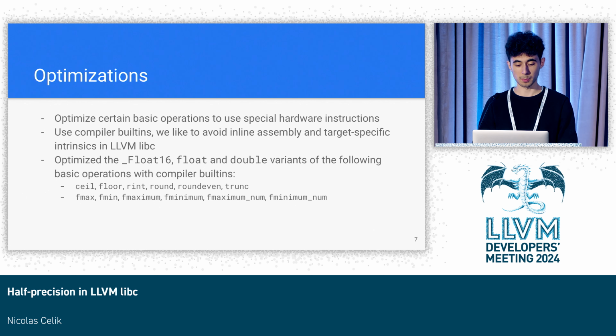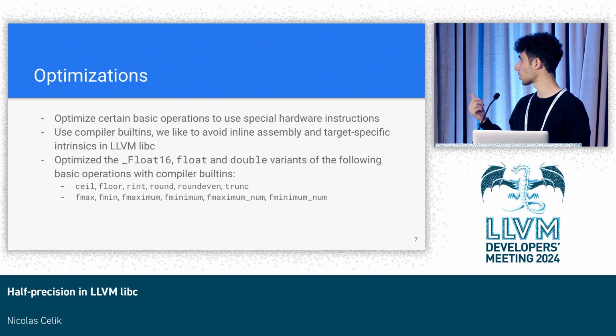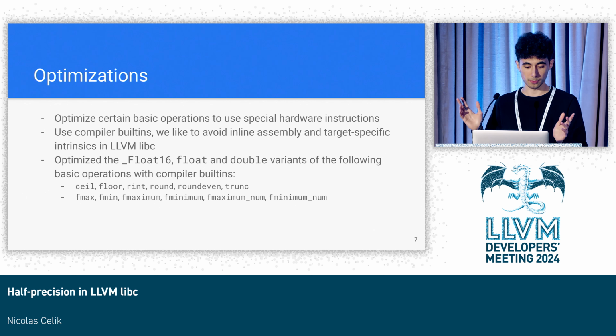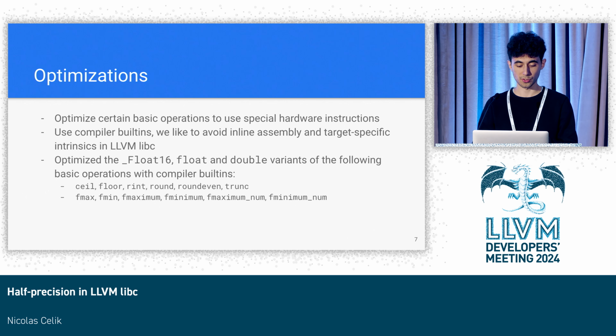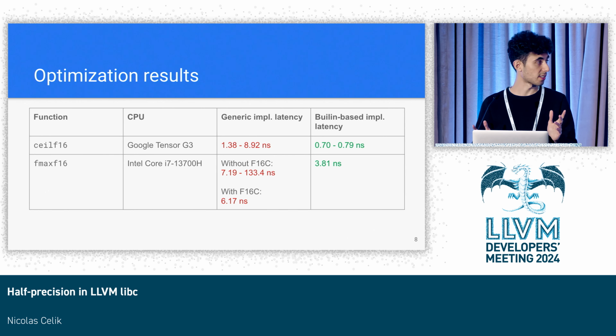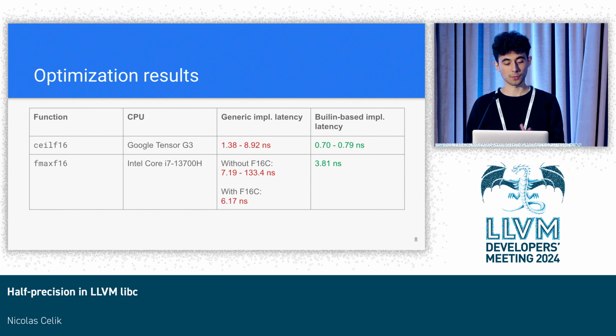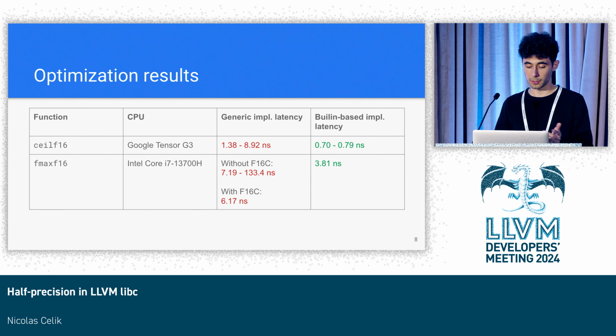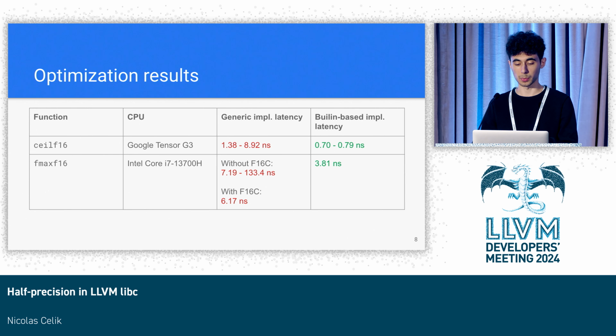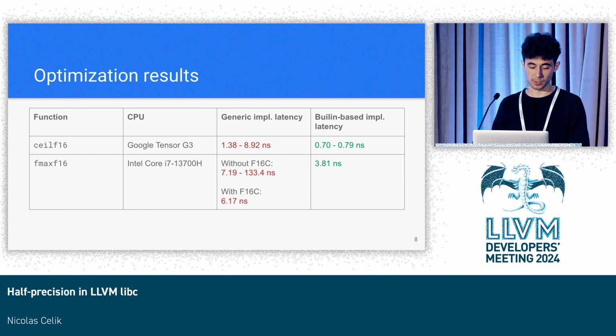We've managed to optimize the float16, but also the float and double variants of the following basic operations with built-ins: a bunch of rounding instructions to round to a nearest integer, and maximum and minimum functions. Here are some example results of these optimizations. For example, if you take the ceilf16 function on a Pixel 8 phone, the generic implementation could take up to 8.92 nanoseconds, whereas with the built-in version we get only up to 0.79 nanoseconds.